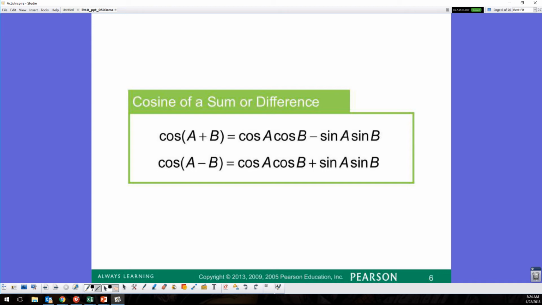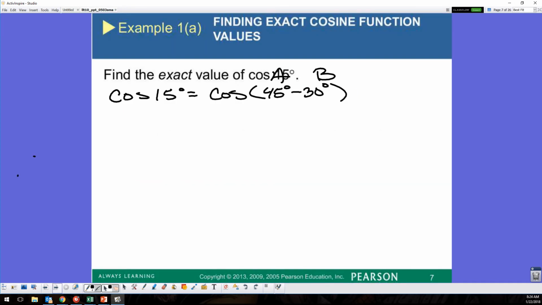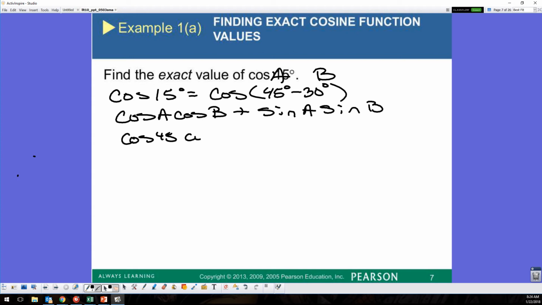So at this point, my A is 45, my B is 30, right? Okay, so I'm using this bottom one right here. So it's going to be cosine A, cosine B plus sine A, sine B. Now, in this case, my A is 45, right? So cosine 45 cosine 30 plus sine 45 sine 30.